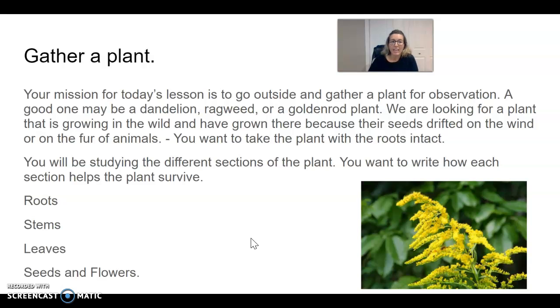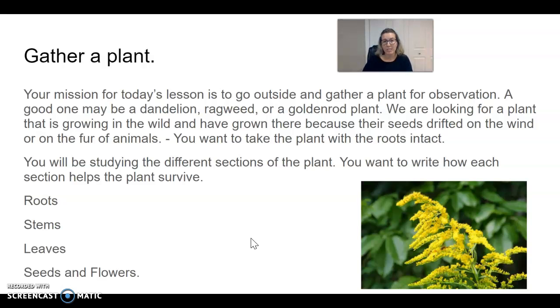We are looking for a plant that is naturally growing in the wild, and they have grown there because their seeds either drifted from wind or on the fur of animals, maybe even water brought them there. So we're looking for a wild plant, not necessarily one that you have planted yourselves. I'm sure your parents would not be happy if we went and ripped out all of their landscaping. So make sure that it is some sort of plant that is growing in the wild.